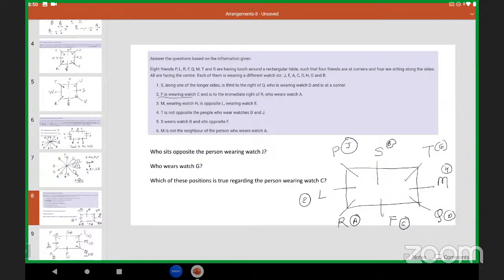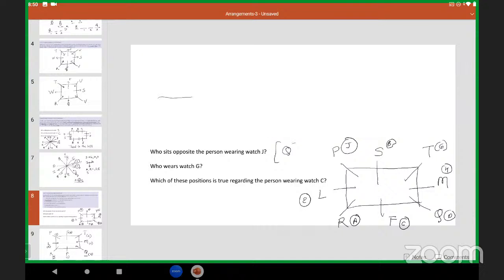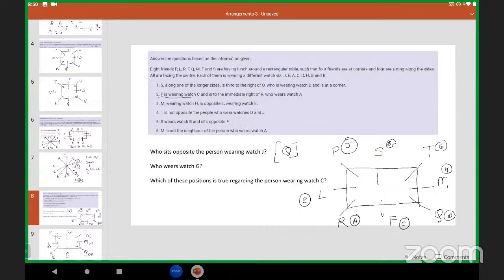The questions are: who sits opposite the person wearing watch J? The person wearing watch J is none other than Q. So the answer is Q. Who wears watch G? It is T. Which of these positions is true regarding the person? There are no options given, so cancel this. This is how rectangular puzzles are solved.